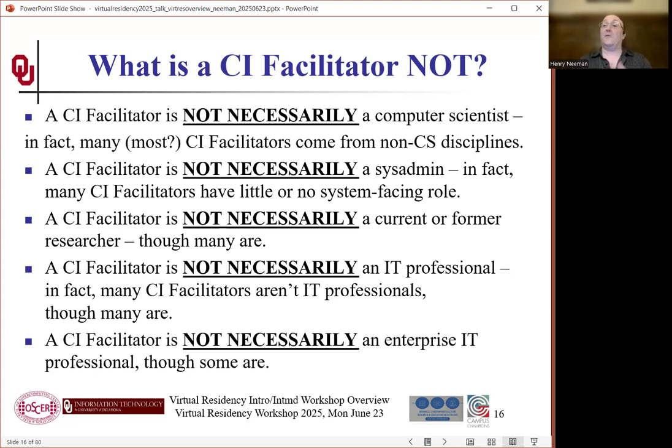A CI facilitator is not necessarily a researcher, current or former. They might be, many are, but certainly not all of them. Again, a good fraction of them come from the enterprise IT side, where they've had, up to that point in their career, typically a relatively modest amount of exposure to research. They're not necessarily an IT professional. Now, again, some of them come from the enterprise side of IT, but a lot don't. A lot of them are former researchers, former faculty, former research scientists, postdocs, what have you. And so they may have had no exposure to the IT profession. And they're not necessarily an enterprise IT professional in particular. Again, some are, many are not. So you can't just point a finger and say, okay, that group of people are facilitators. No, it is much more messy, complicated, and fun than it would be if they were all the same.